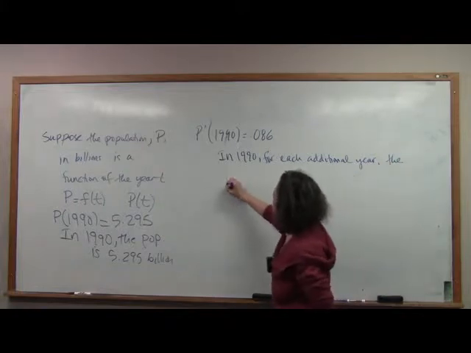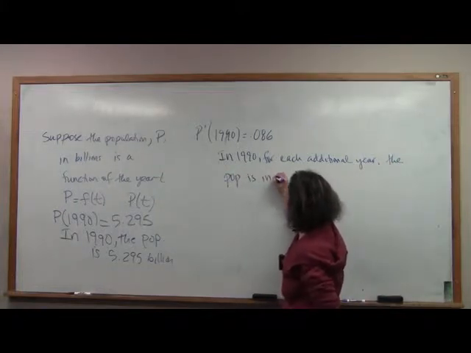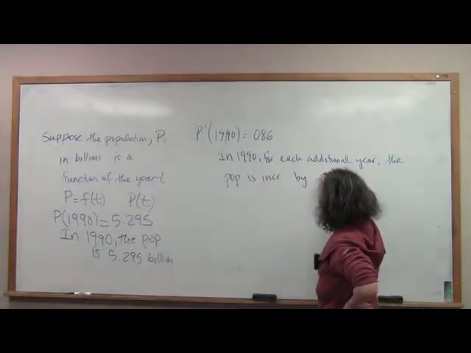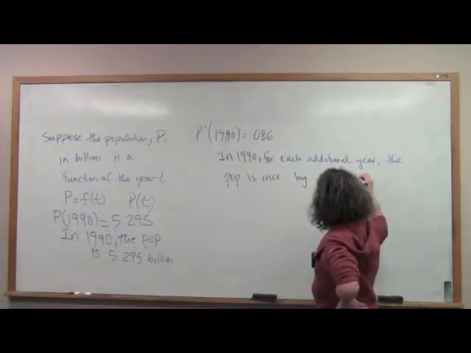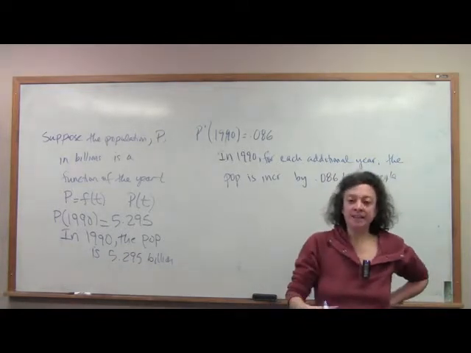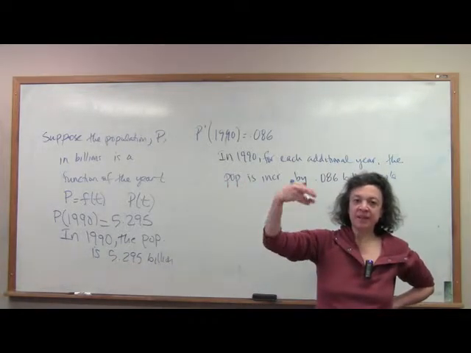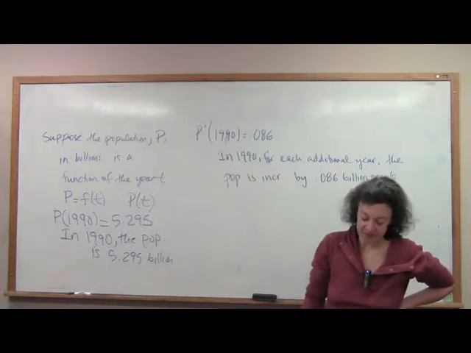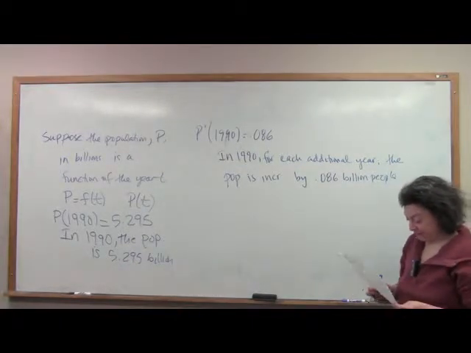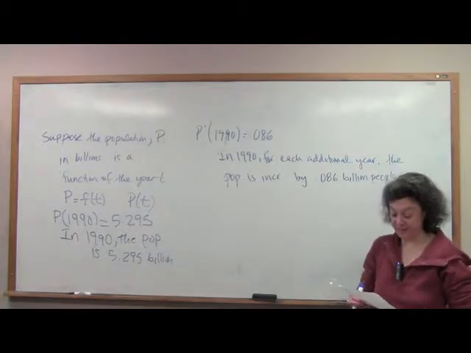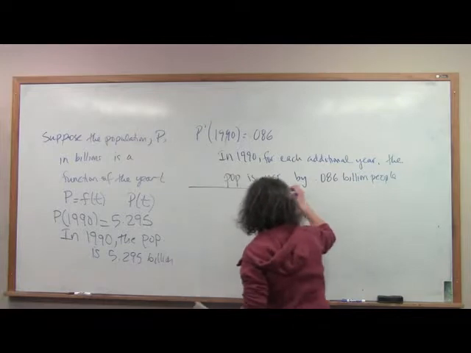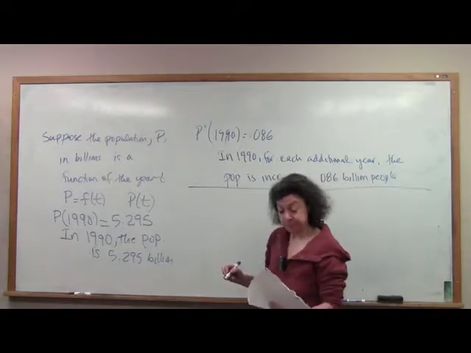well, what's happening to the population? The population, I claim, is increasing because my slope is positive by 0.086 billion people. In other words, in 1990, as time goes on, it's increasing by 0.086 billion people per year. And in case you really care, that computation comes to about 164 people per second. It's pretty crazy. All right, let's do a couple more here.